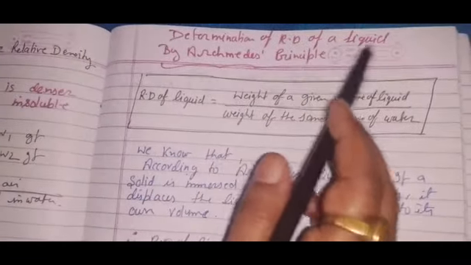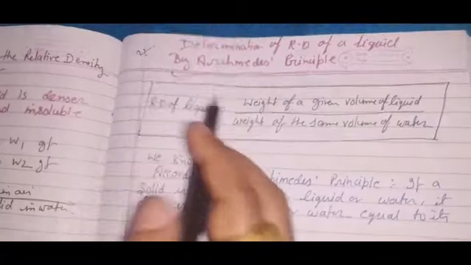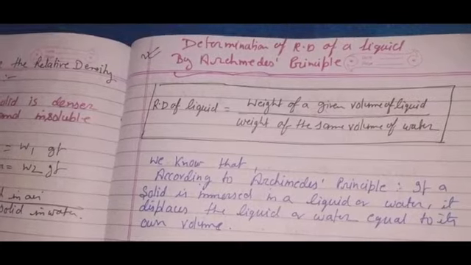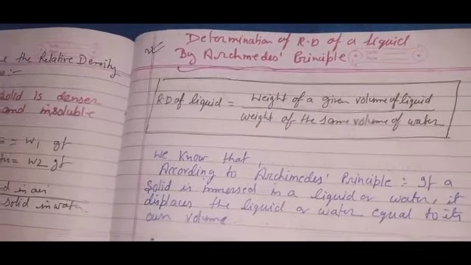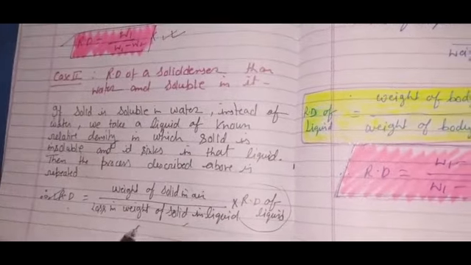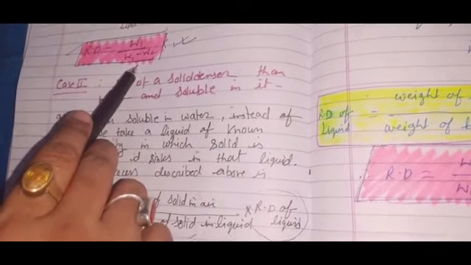Determination of RD of liquid. Now this is the third case, a new topic. Till now we have been calculating the relative density of solids. This formula is for the relative density of a solid when the solid is soluble in water, and this formula is for when the solid is insoluble in water.